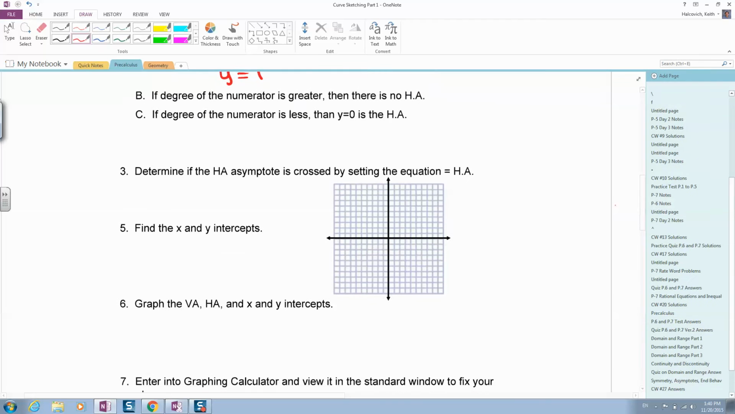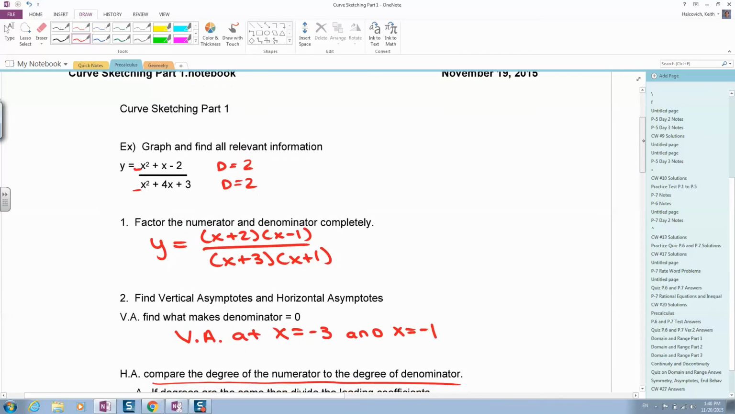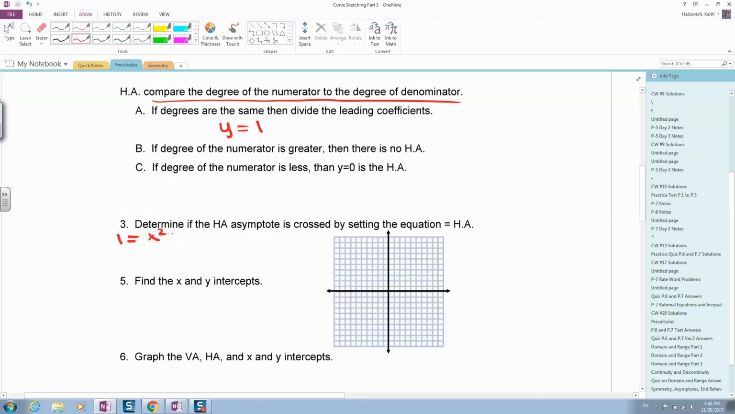We want to determine if the horizontal asymptote is crossed by setting the function equal to the horizontal asymptote. So 1 is equal to x squared plus x minus 2 over x squared plus 4x plus 3. So then we're going to multiply here, and we get x squared plus 4x plus 3 equals x squared plus x minus 2.